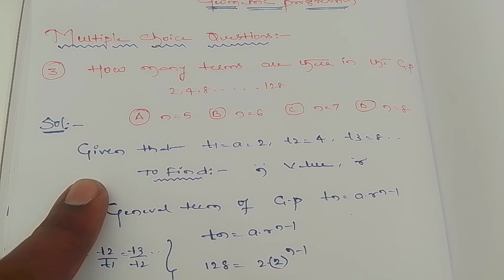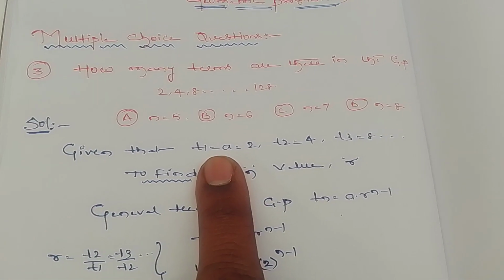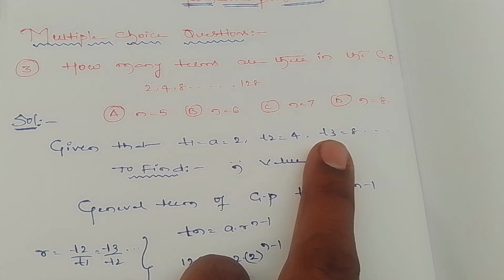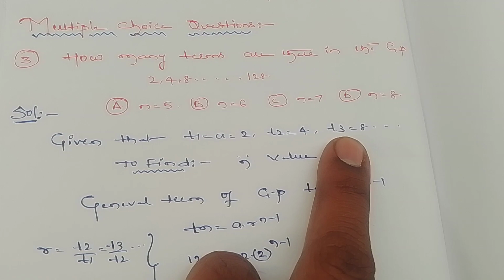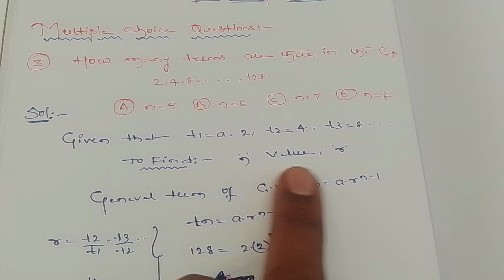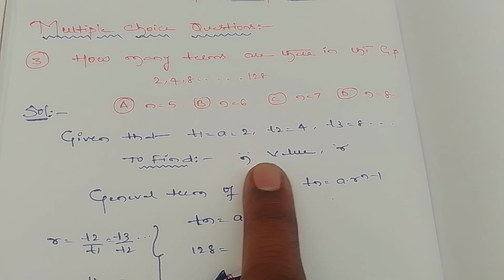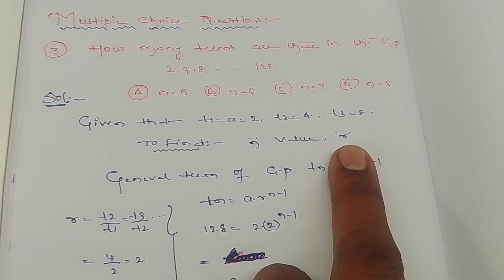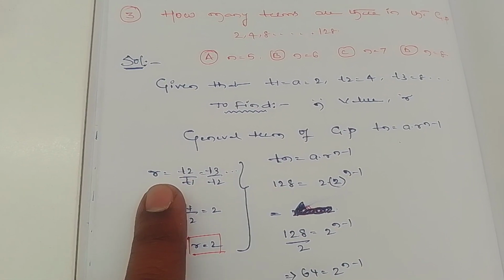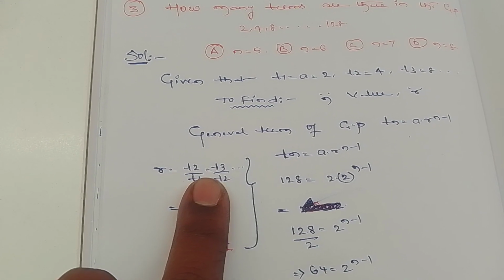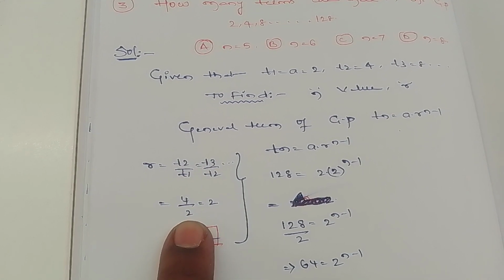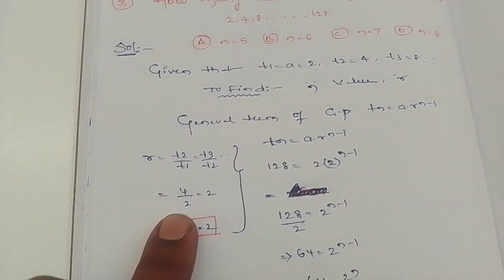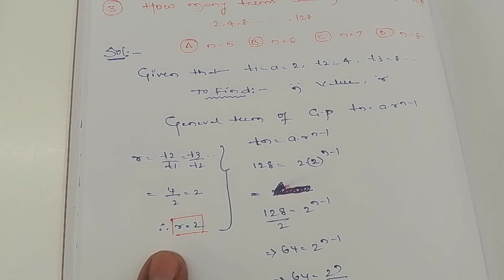First, write down what is given in the question. Given that t1, the first term, is 2, the second term is 4, and the third term is 8. So we need to find the r value and the n value. Before solving this, first find the r value. What is the common ratio? That is t2 by t1, which equals t3 by t2. Substituting the values, the second term is 4 and the first term is 2. Simplifying, we get r equal to 2.